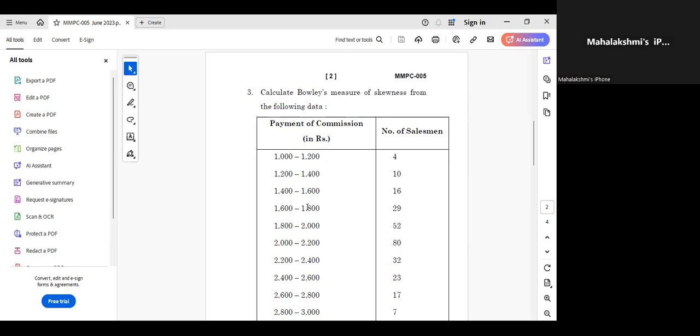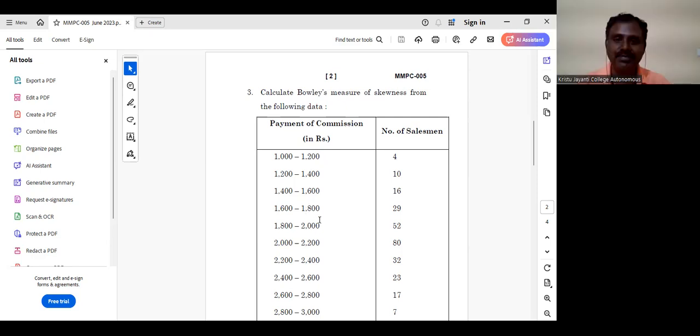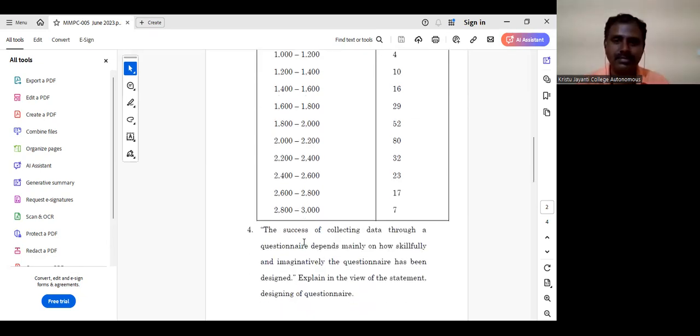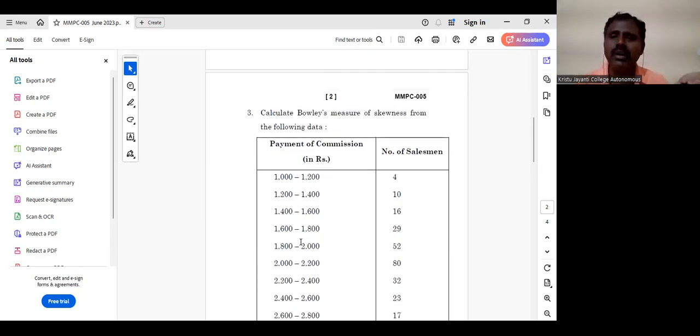Okay, so Bowley's measure of skewness, the formula is already given. It involves Q1 plus Q3 minus 2 Q2, something like that, and you can go through it. The quartiles Q1, Q2, I already said, are nothing but median calculations.